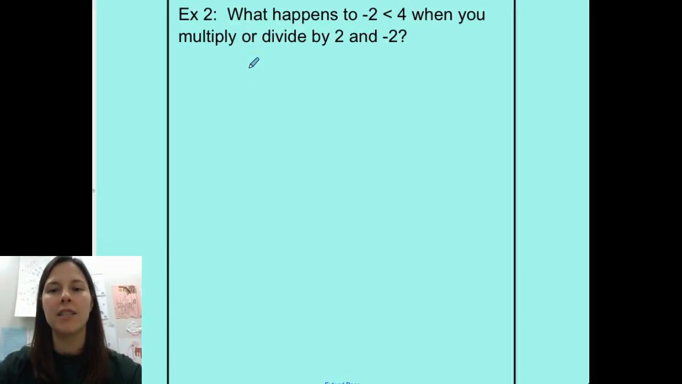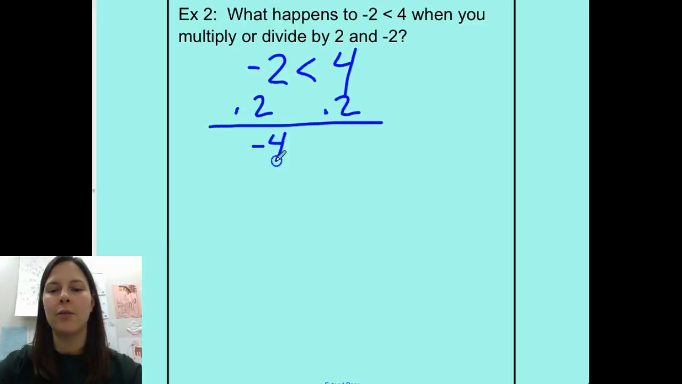Let's see what happens when we take that same true inequality and multiply or divide. I'm going to start by multiplying both sides by a +2. We get -4 is less than 8. Still a true inequality. Again, something similar happens when we divide by a positive, so we'll move on to investigating what happens when we multiply or divide by a negative.